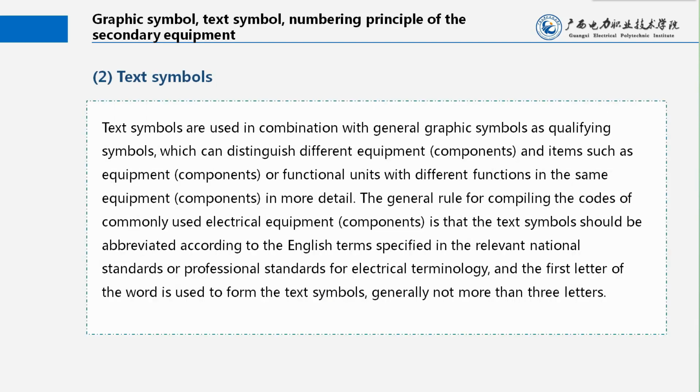Two, text symbols. Text symbols are used in combination with general graphic symbols as qualifying symbols, which can distinguish different equipment, components, and items such as equipment, components, or functional units with different functions in the same equipment, components. In more detail, the general rule for compiling the codes of commonly used electrical equipment, components, is that the text symbols should be abbreviated according to the English terms specified in the relevant national standards or professional standards for electrical terminology. The first letter of the word is used to form the text symbols, generally not more than 3 letters.